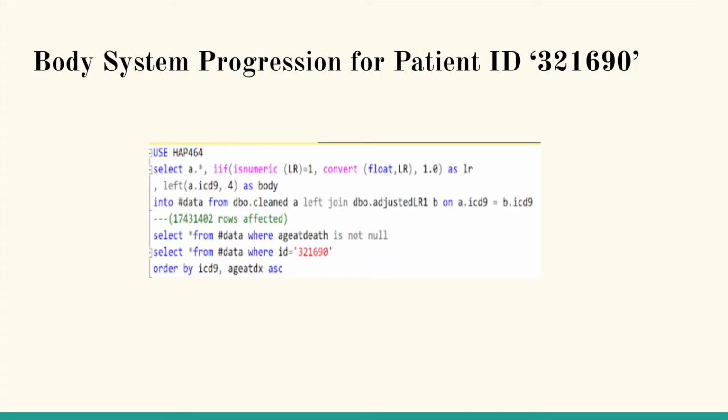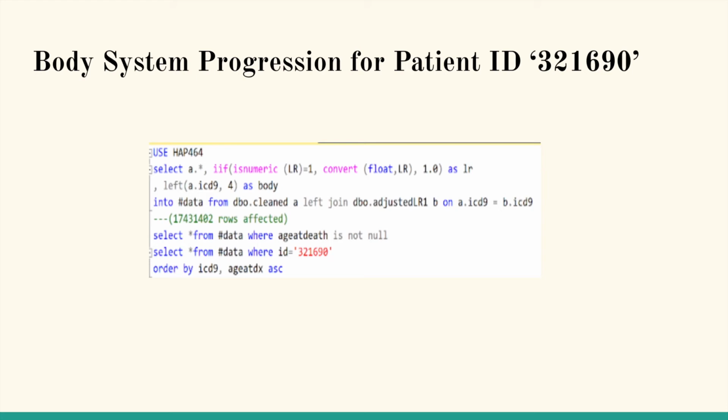Then we had to do a body system progression for this presentation using one patient, which is just one ID. I decided to select ID 321690 because it had no nulls and had only 40 ICD-9 codes, which is easier to analyze rather than 300 ICD-9 codes. Using ontological adjustment code, I added the last three lines of codes. The third line where it says order by ICD-9 and age at DX ascending makes the outcome much easier to read.